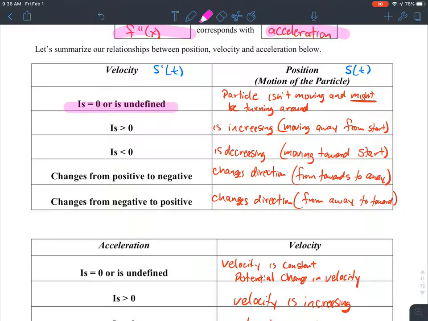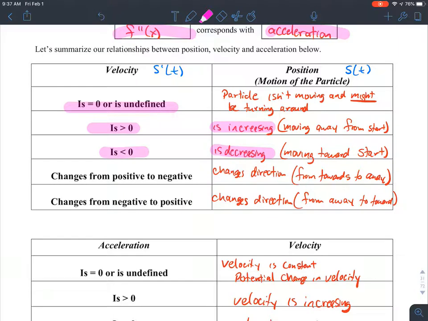If s is 0, then the particle isn't moving, or it might be turning around. If s prime, the velocity, is bigger than 0, then the particle's position is increasing, which means it's moving farther away from where it started. If the velocity is negative, that means the position of the particle is decreasing. That means it's moving towards where it started.